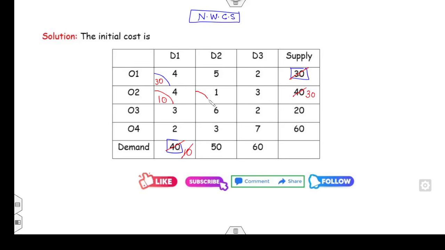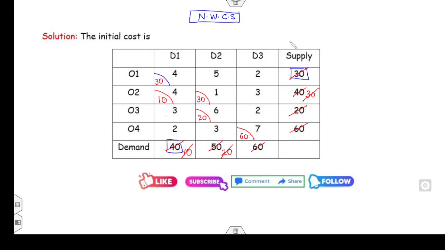Now look at the second value. Minimum of 30 and 50. The minimum is 30, so that 30 is cancelled. This number is my 20. Now because the row is cancelled, look at the next. This element has no number. 20 and 20. Both are my 0. Now the O3 row is cancelled, D2 is cancelled. The last number is 60 and 60.